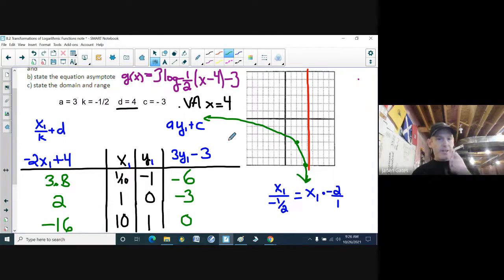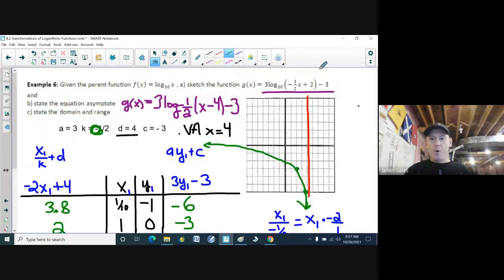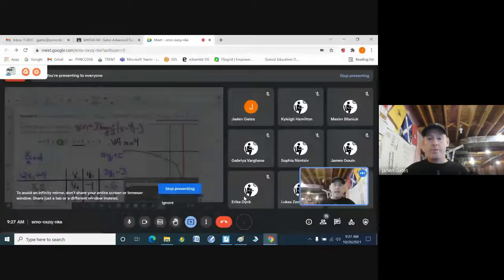You can see that this function has been reflected with that negative k value across the y-axis. It's been flipped across it. So there's an example of where that's happening. But again, you've got to watch out in case the equations aren't in the proper form. You've got to factor out to make sure that they are in the proper form so that you are getting the proper values.